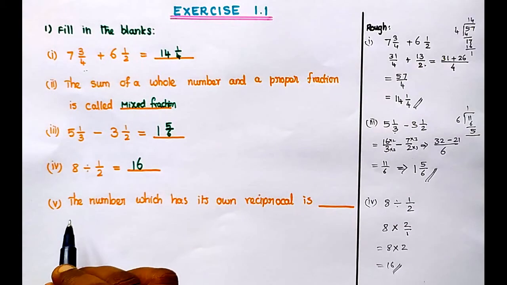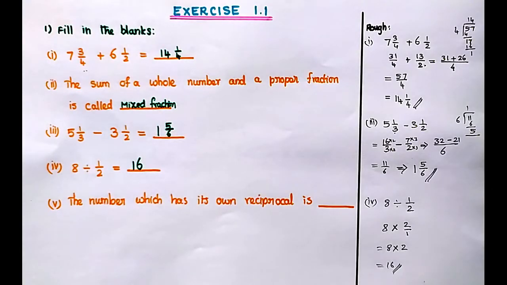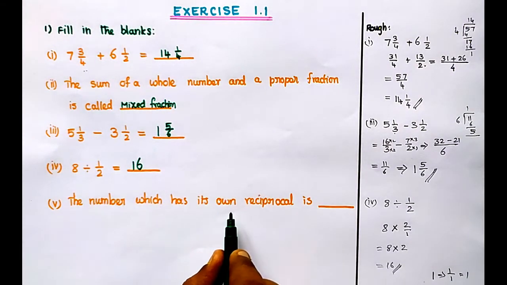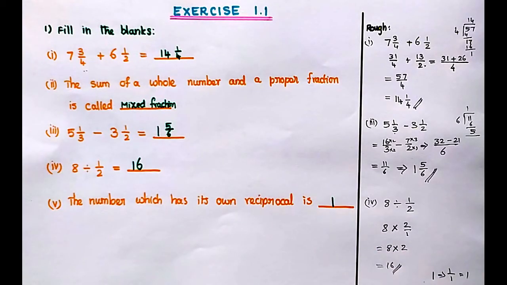Next, the number which is its own reciprocal. Listen, 1. What is the reciprocal of 1? 1 by 1, that is also 1. So, the number which is its own reciprocal is 1. That is the answer.